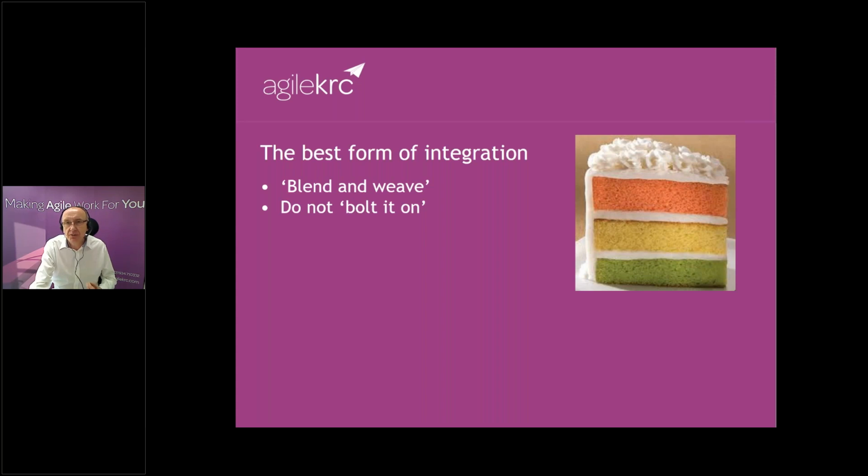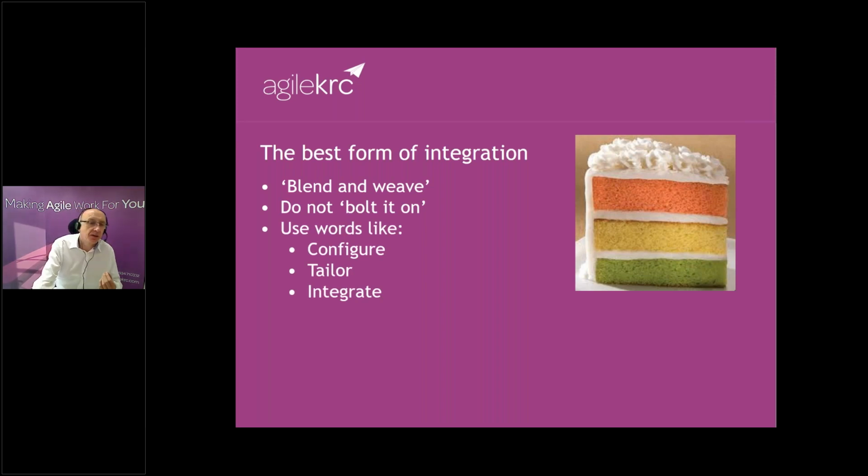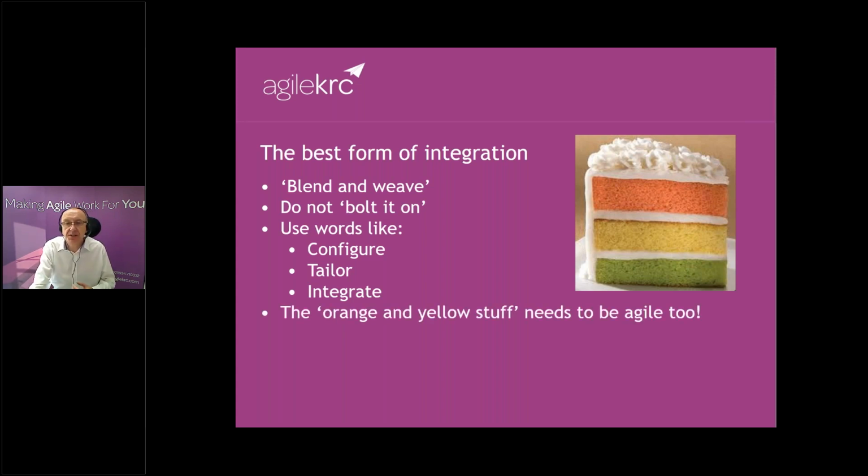It just doesn't work. You've got to mix them, because what we've got to try to do is to get agile going up these layers. Now, remember I said about the orange and the yellow stuff on the earlier diagram. We've got to get agile going up into there, and we've all got to be running from the same sort of mixture. This is why I want you to be looking at words like configure, tailor, integrate. It's what we're trying to do when we get our project management approach and our agile approach going together. So as I say, the orange and yellow stuff needs to be agile too.